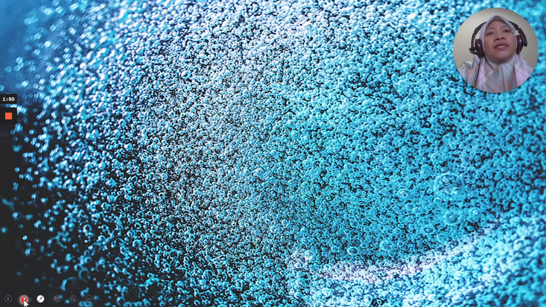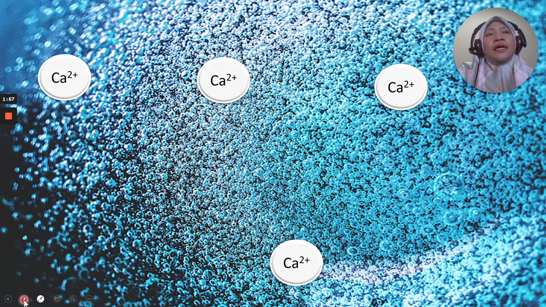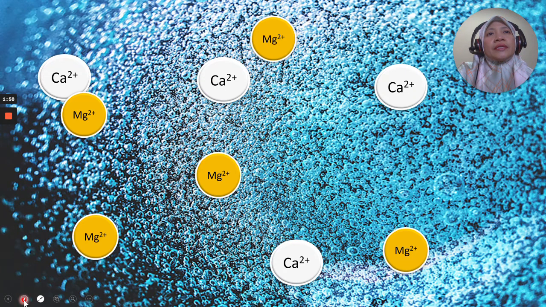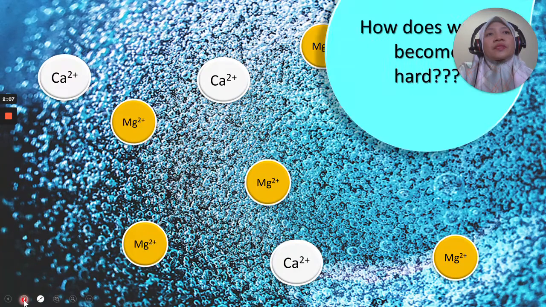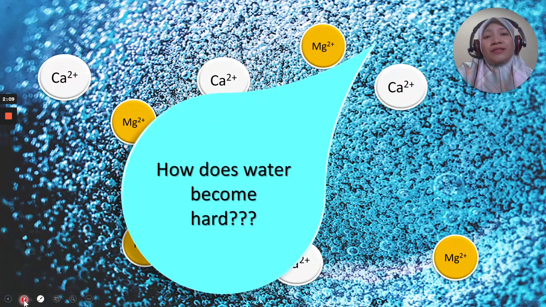Water hardness is defined as the amount of dissolved calcium and magnesium in the water. Hard water is high in dissolved minerals, mostly calcium and magnesium. Do you know how water becomes hard?